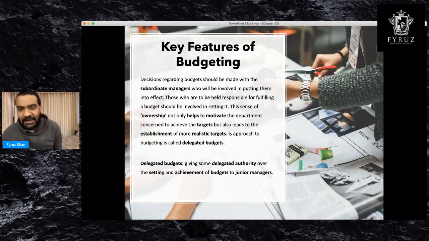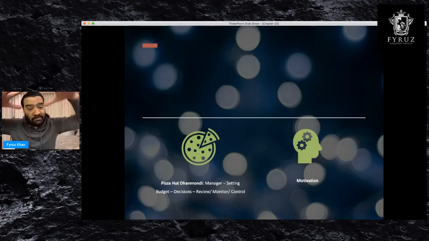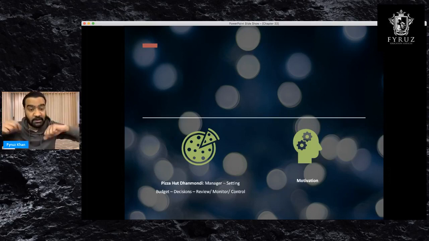And we've already talked about this, because when you're talking about budget, each department will have a manager. For example, let's say iPhone SE will have a separate division manager. That manager should be able to make the budget for that department. He should be able to take decisions for that department, review, monitor, control.